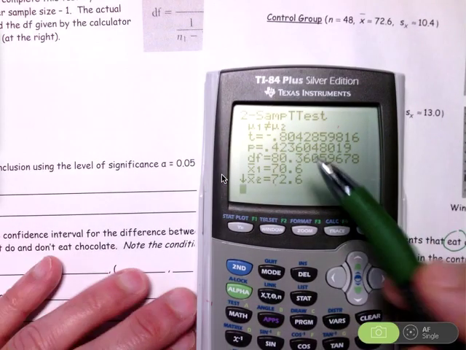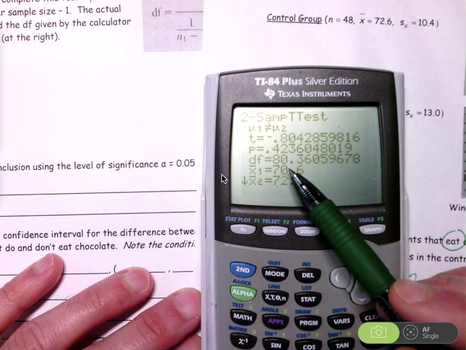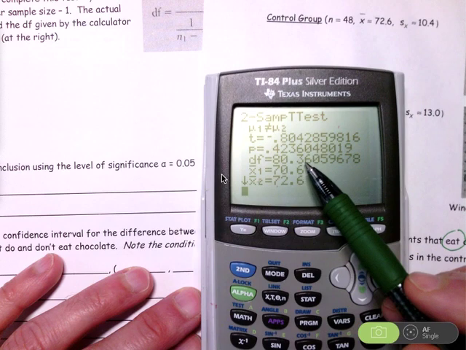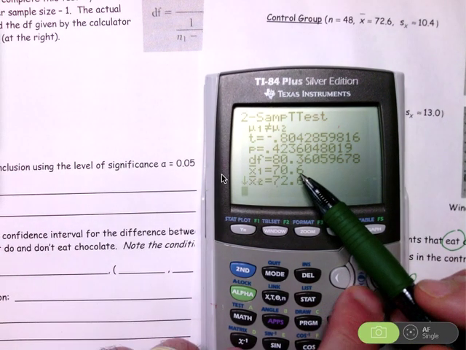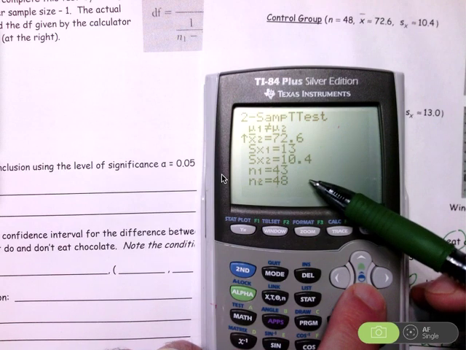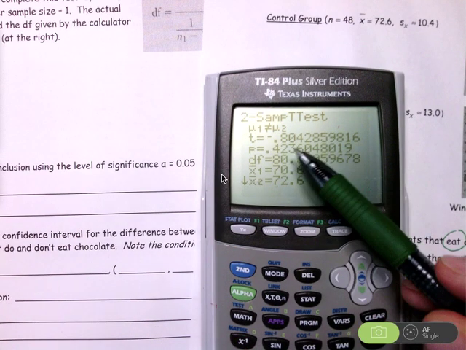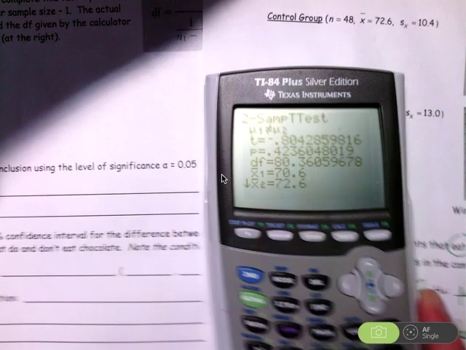So here is our t-score. Here is our p-value. Notice here's the degrees of freedom, which is actually a decimal value. We'll talk about that in a second. So here are the two sample means, the two sample standard deviations, the two sample sizes that we entered previously. So for our purposes, it's important in terms of the statistics.